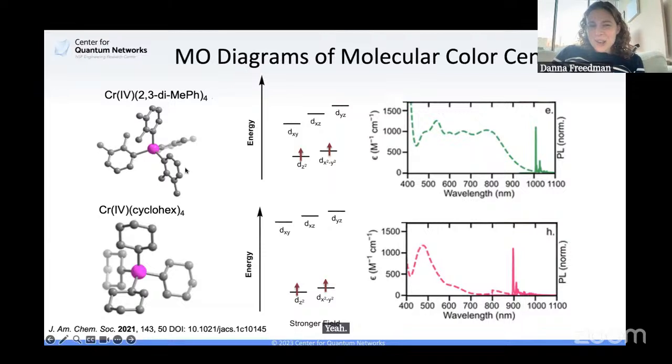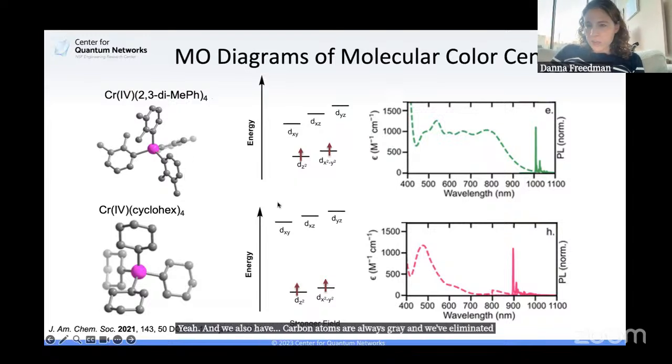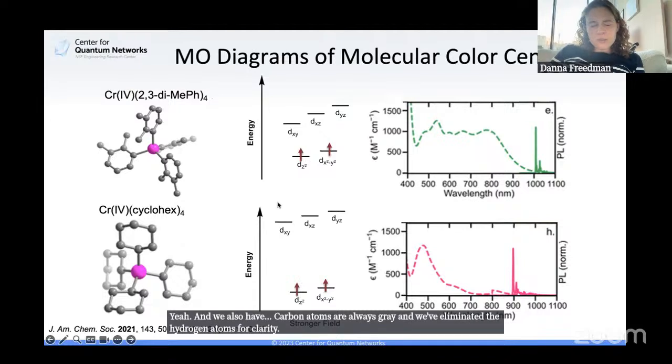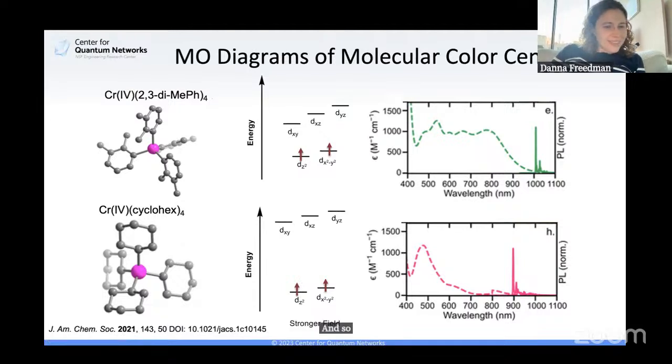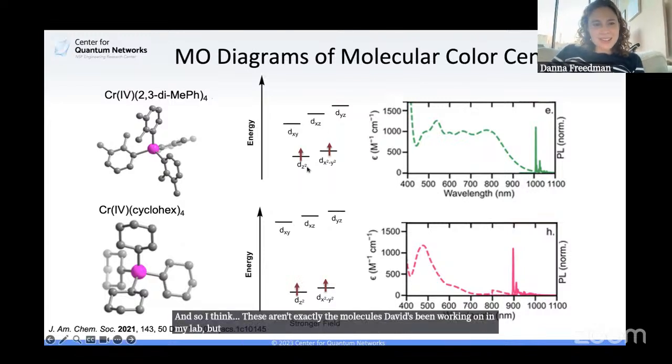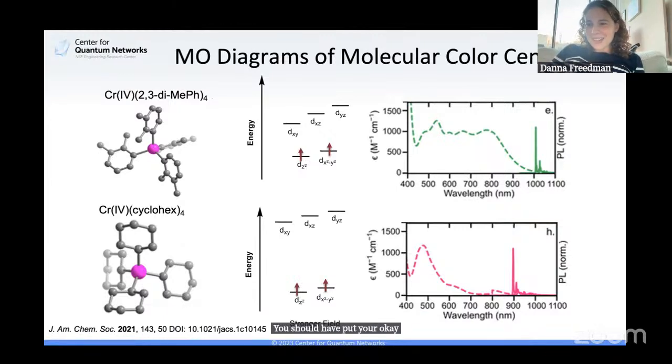And we also have carbon atoms, which are always gray, and we've eliminated the hydrogen atoms for clarity. I think these aren't exactly the molecules David's been working on in my lab, but he put similar ones in here.